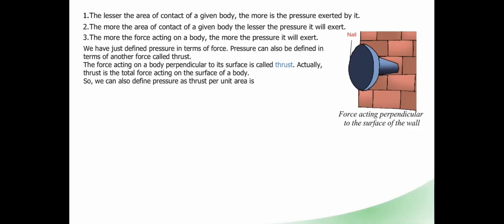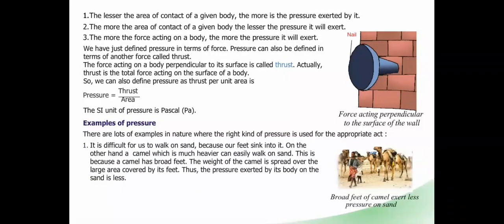We have just defined pressure in terms of force. Now we define it in terms of another force called thrust. The force acting on a body perpendicular to its surface is called thrust. Actually, thrust is the total force acting on the surface of a body. So we can also define pressure as thrust per unit area, that is, pressure is equal to thrust per unit area.